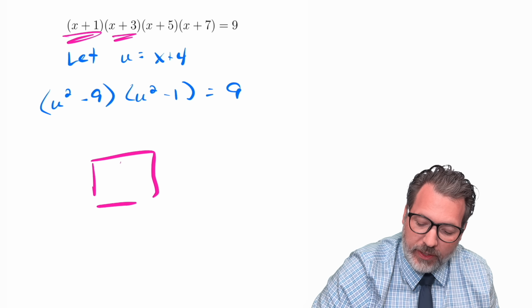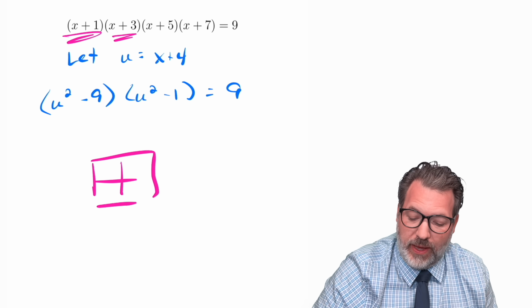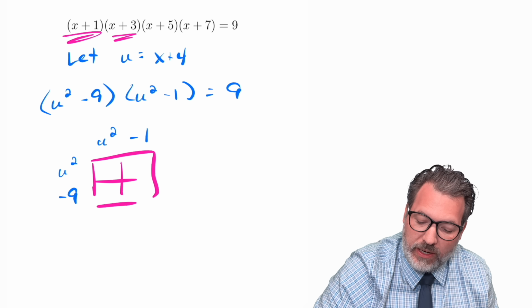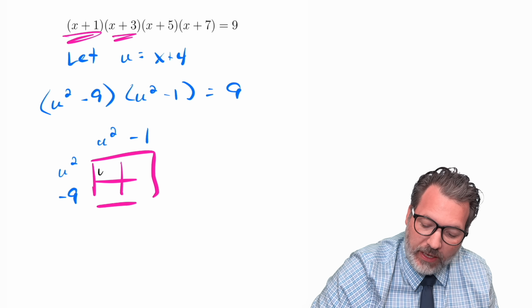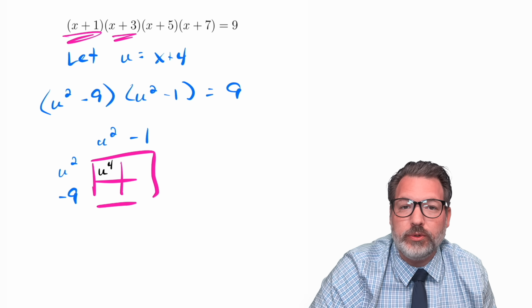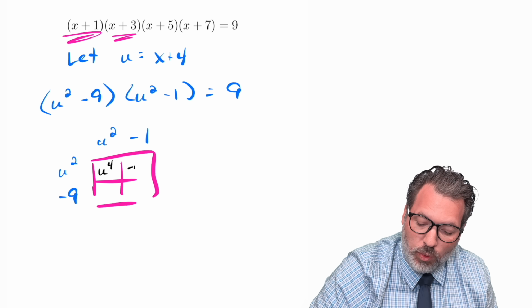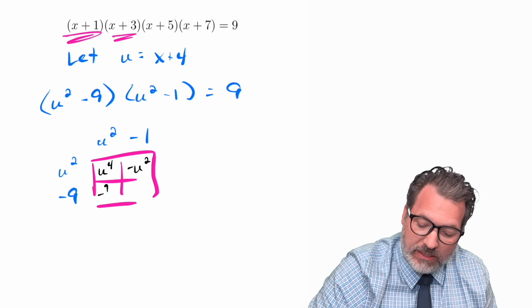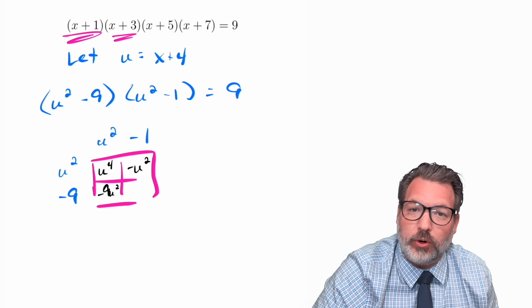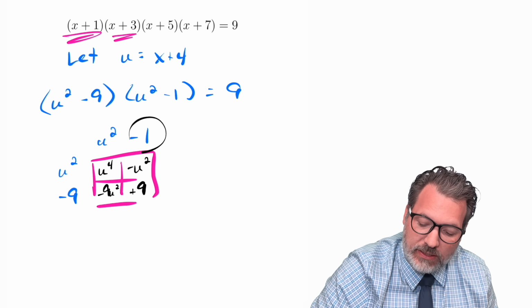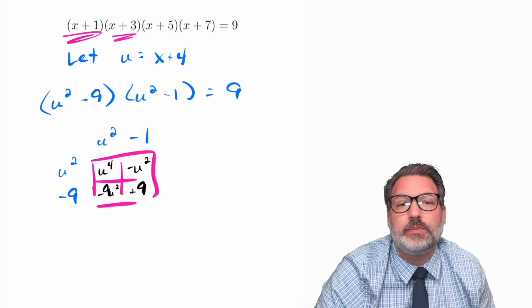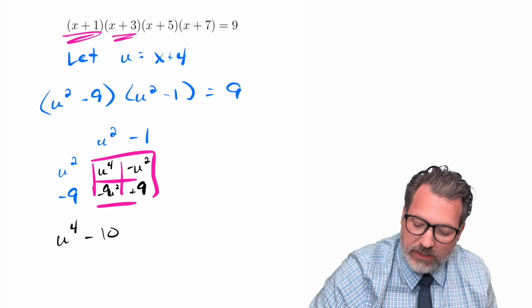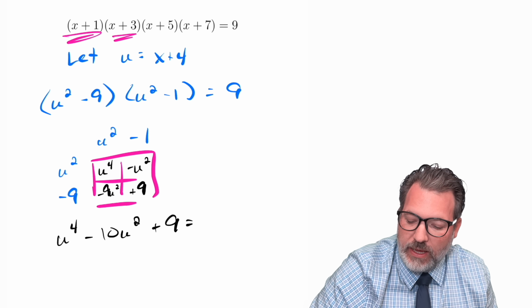My preferred method for expanding stuff like this out is the box method. So I've got u squared minus 9 times u squared minus 1, which is going to give me terms like u to the 4th as I multiply u squared by u squared, minus 1u squared, which we just write as minus u squared usually, minus 9u squared in this lower left-hand corner, and finally plus 9, since a -1 times a -9 is positive 9. As we put all that together, we get u to the 4th minus 10u squared plus 9 equals 9.